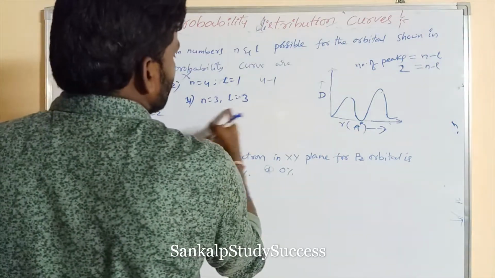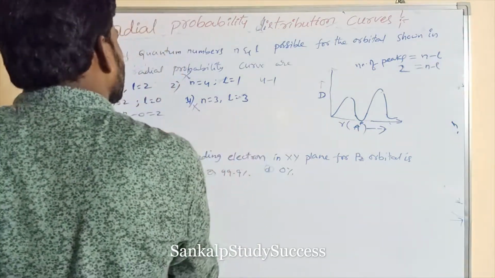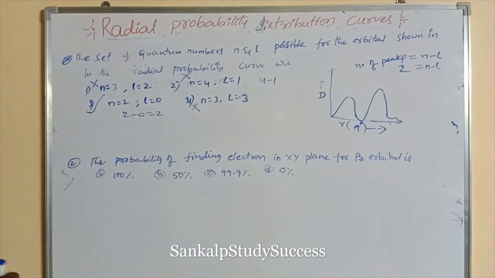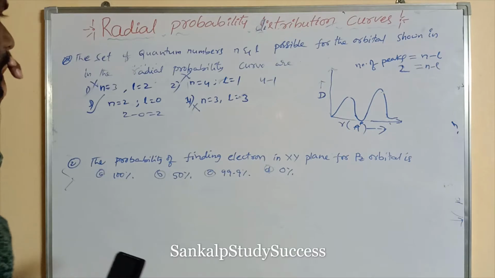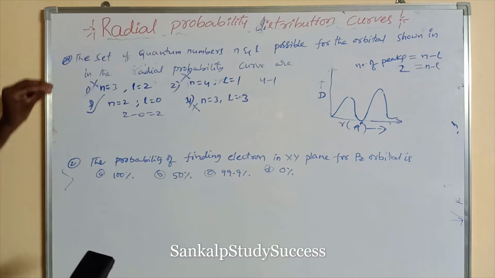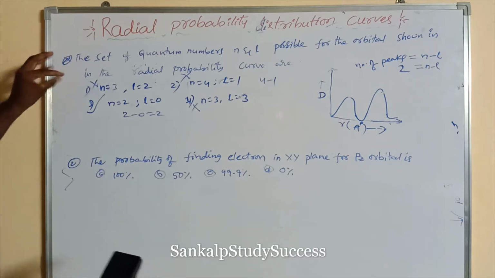And n minus L, 3 minus 3, is 0, so this is also wrong. So what is the right answer? The third one is the right answer. So this is over. Next. I hope this is clear to everyone.